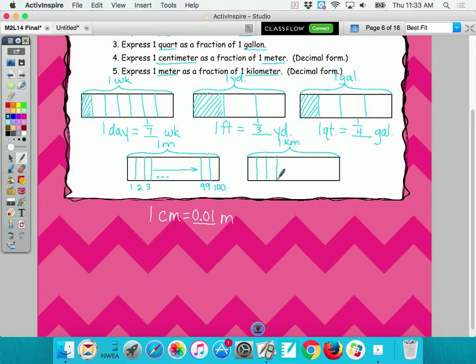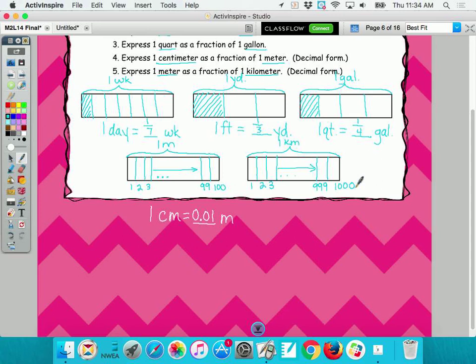How many meters do you think are in a kilometer? Kilo means 1,000. So how many meters do you think are in a kilometer? 1,000. So I'll have 1, 2, 3... What are my last 2 numbers? 199,000. And I can't fit them right under, but I want to be able to read them.